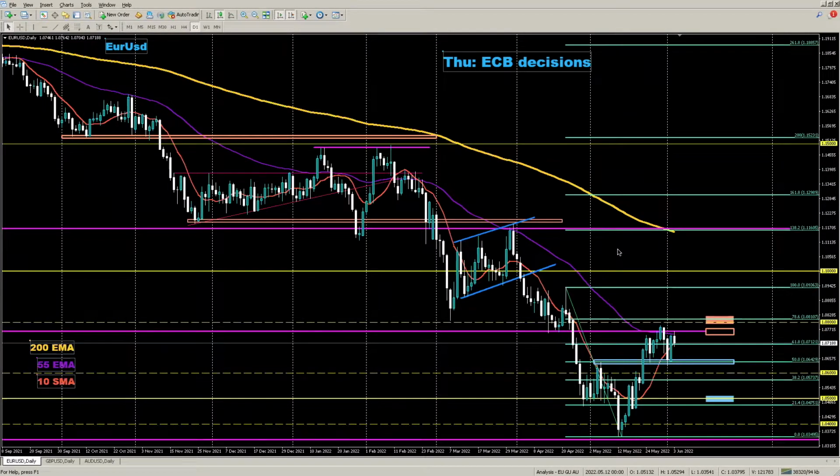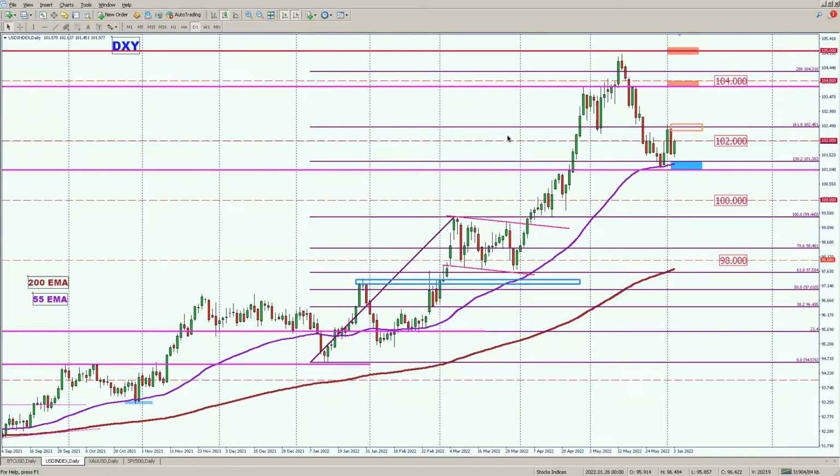All right, so let's also switch over and take a look at the US dollar index, the DXY, to see how that corresponds to the euro in inverse correlation. So here's the US dollar index, the DXY, and indeed resistance has held. That's at the 162 fib extension here.